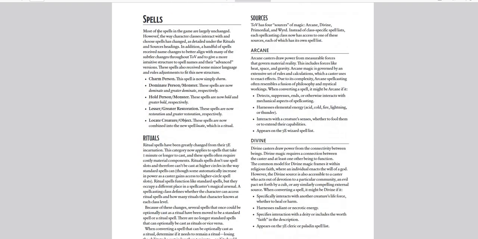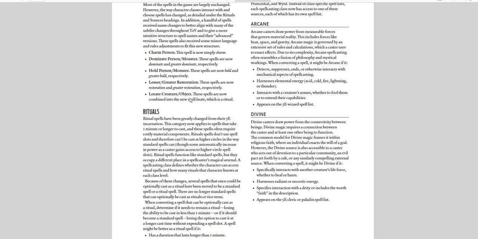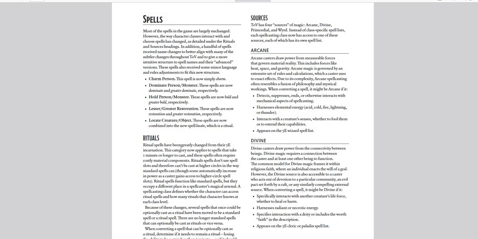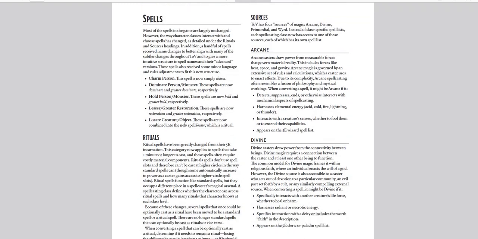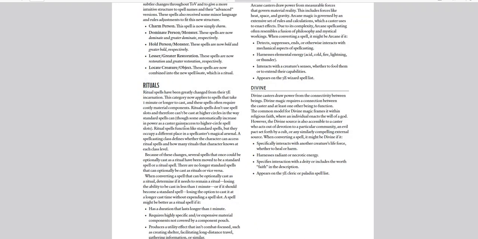And here we go. Most of the spells in this game are largely unchanged. However, the way classes interact with and choose spells has changed, as detailed under the Rituals and Sources heading. In addition, a handful of spells received name changes to better align with many of the subtler changes throughout TOV and give a more intuitive structure to spell names and their advanced versions. Okay? So anyways, this is how we basically figure out if a specific spell is in the source of a Tales of the Valiant character.